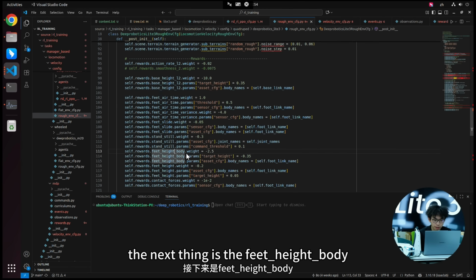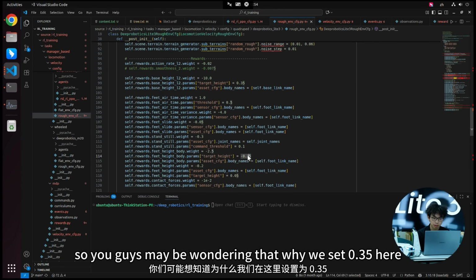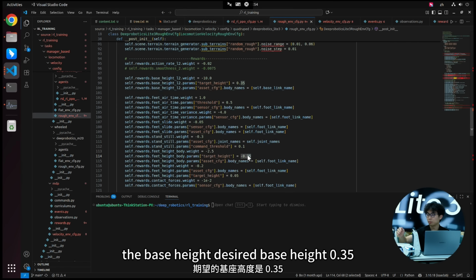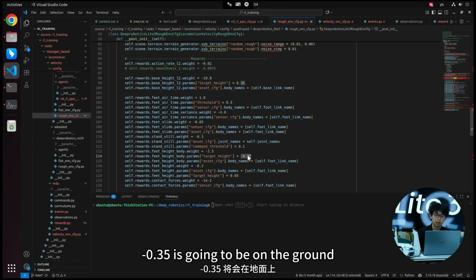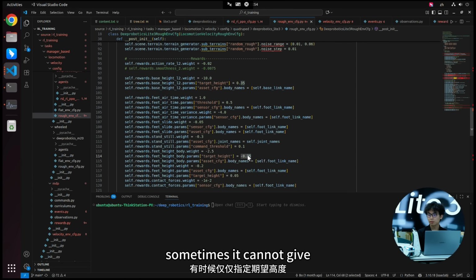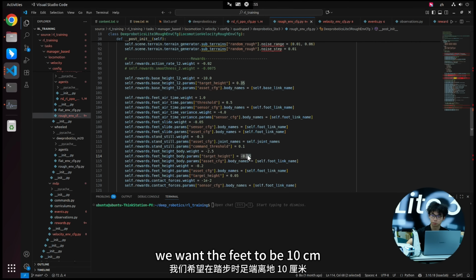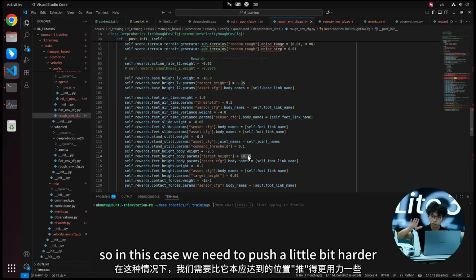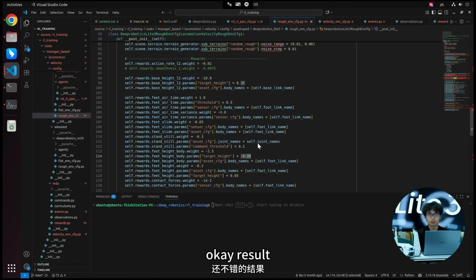The next thing is the feet height body. The feet height body is the height difference between the feet and the base. You guys may be wondering why we set 0.35 here. The desired base height is 0.35, so minus 0.35 is going to be on the ground. This is why I just mentioned that sometimes it cannot give you what you want just by specifying the desired height like 0.25, right? We want the feet to be 10 centimeters above the ground when stepping. So in this case, we need to push a little bit harder than where it should be, and it can give an okay result.